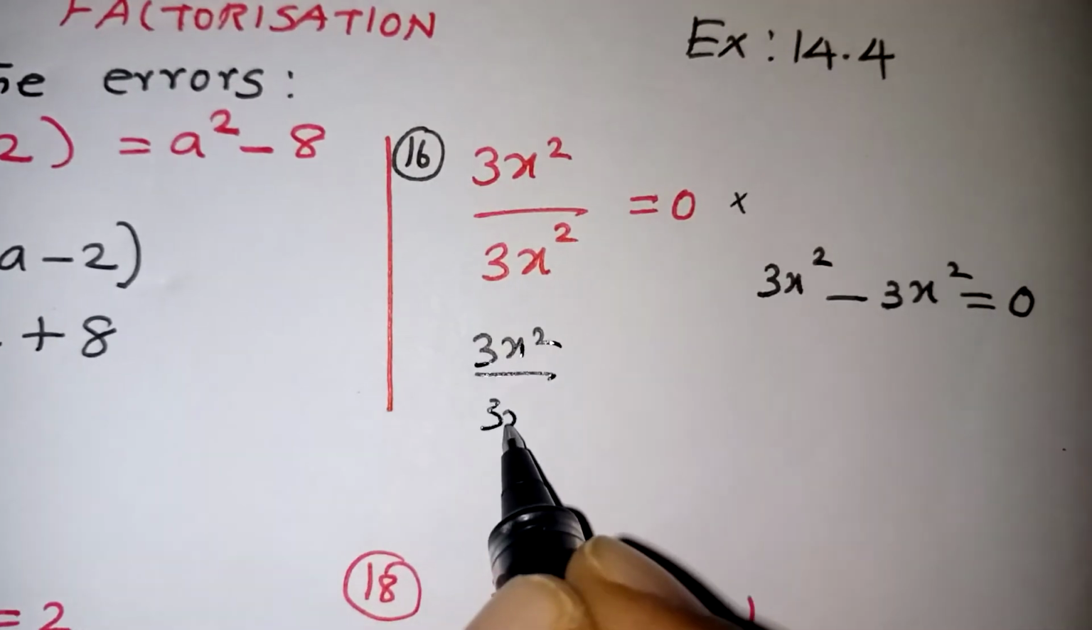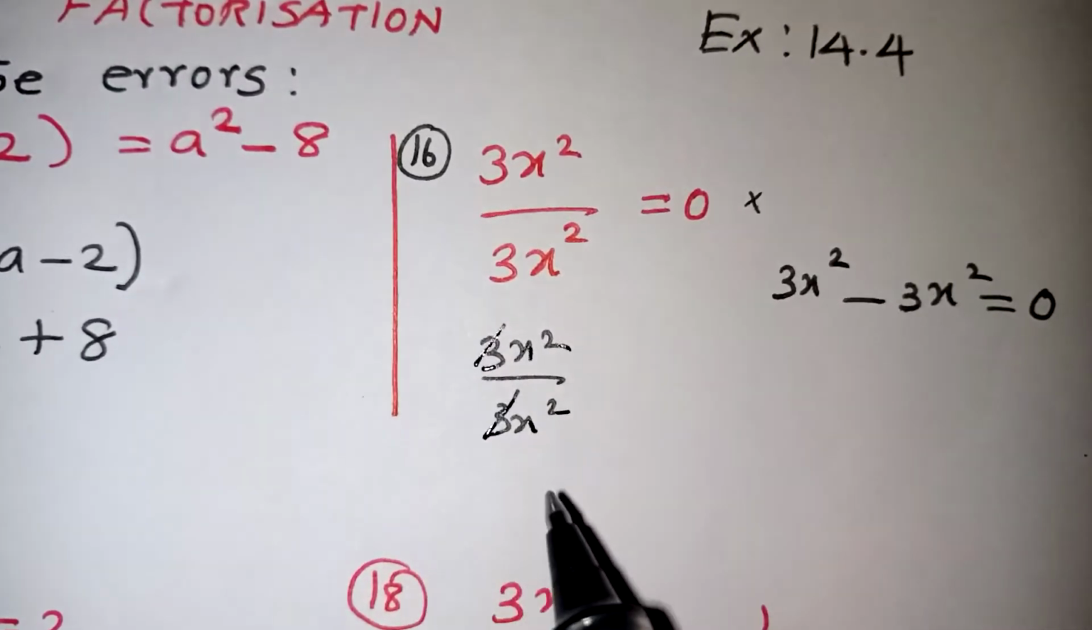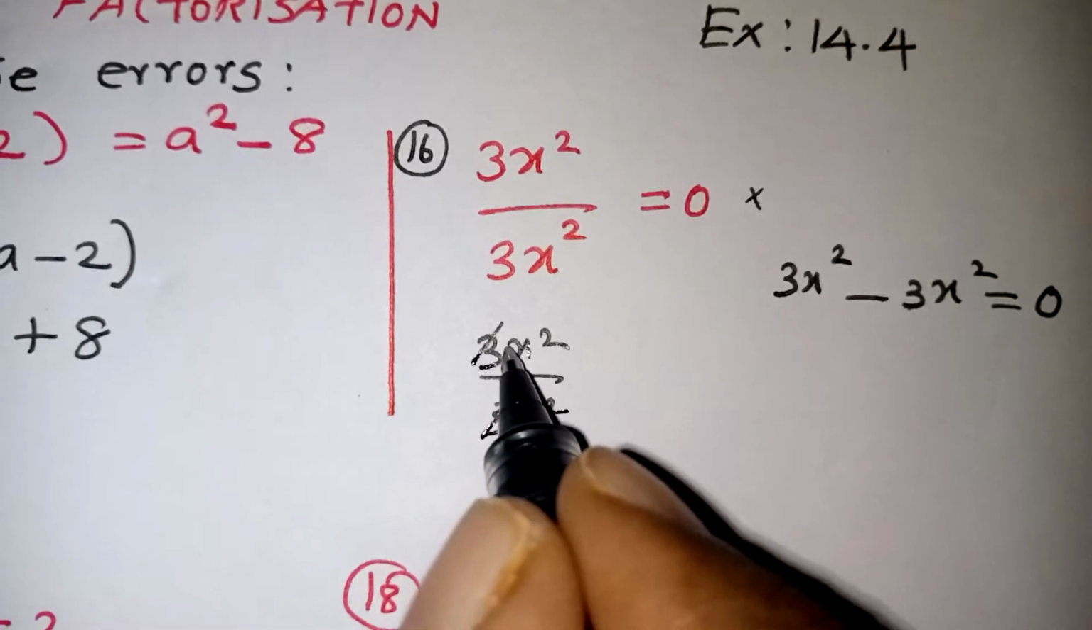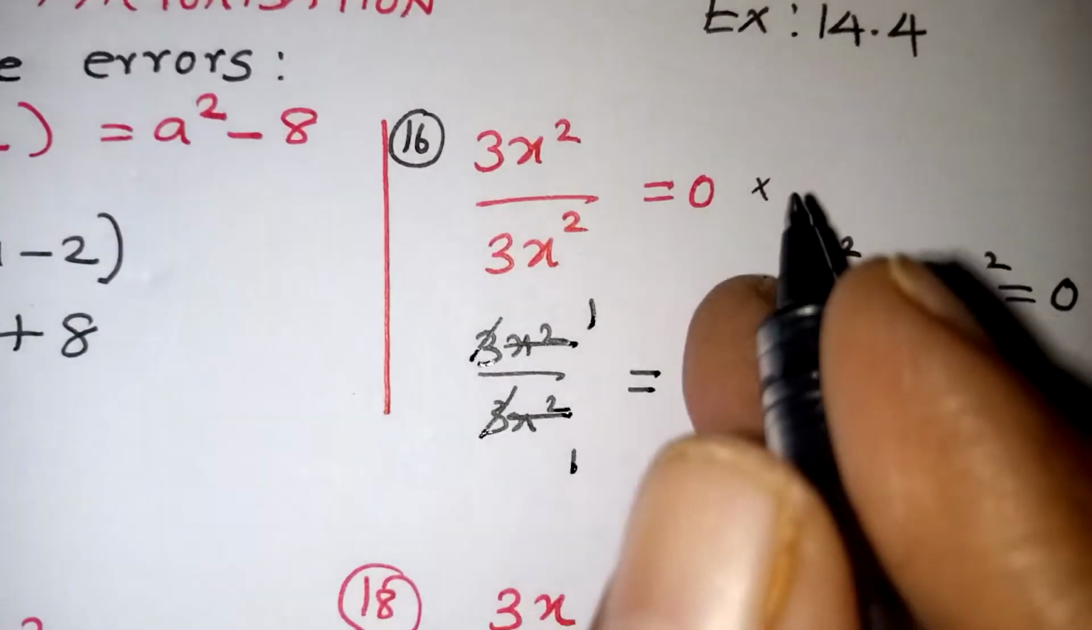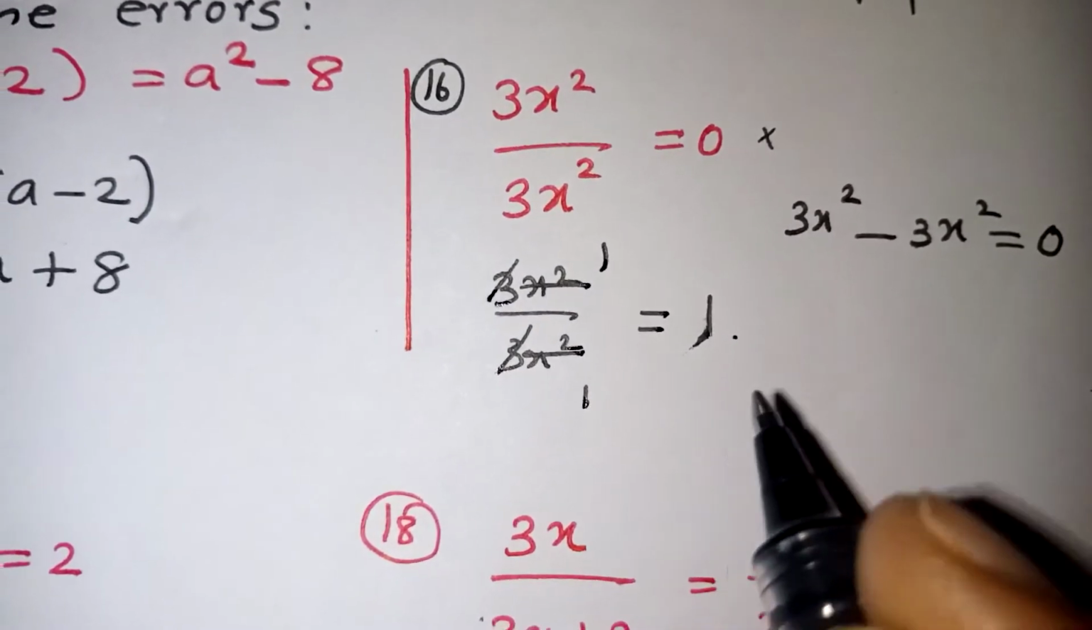3x squared by 3x squared means the 3s will get cancelled, x squared and x squared also will get cancelled, one time. So 1 is the correct answer. 0 we cannot take during the division.